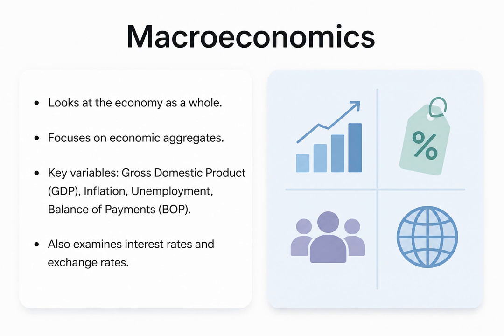The second branch is macroeconomics. The prefix macro means large, so this branch looks at the economy as a whole. Instead of individual prices, it looks at broad economic aggregates. This includes massive variables that show the overall pulse of a nation, such as total gross domestic product, national unemployment rates, overall inflation, and exchange rates.